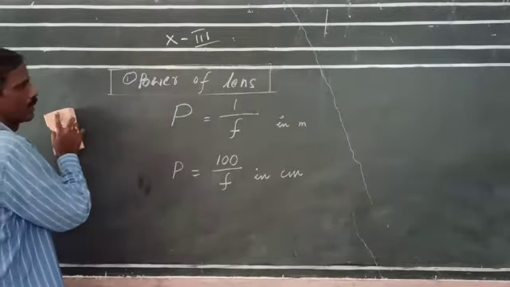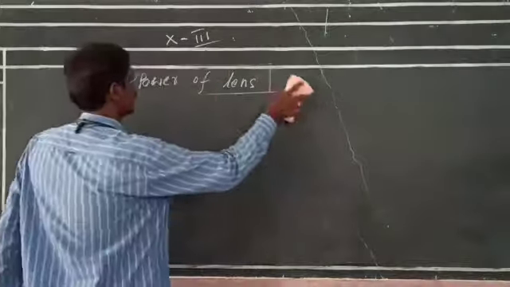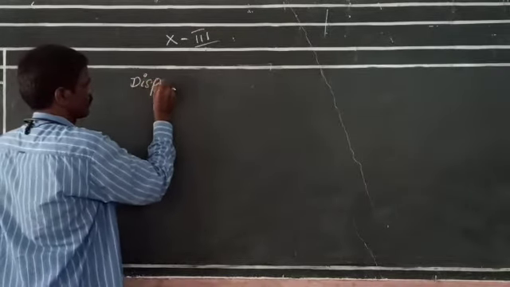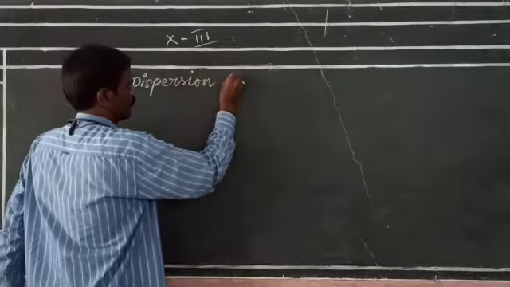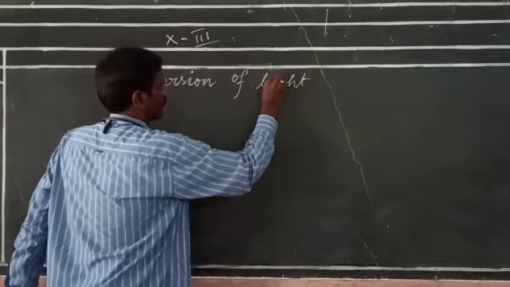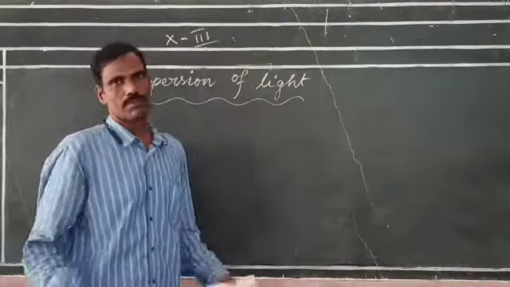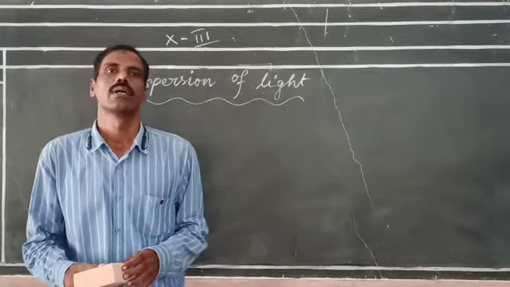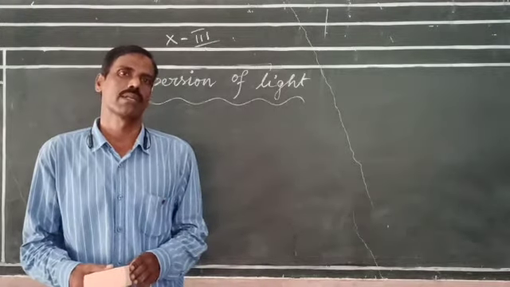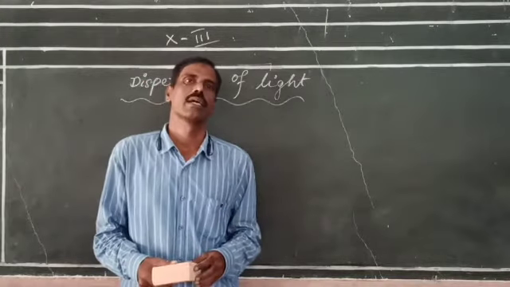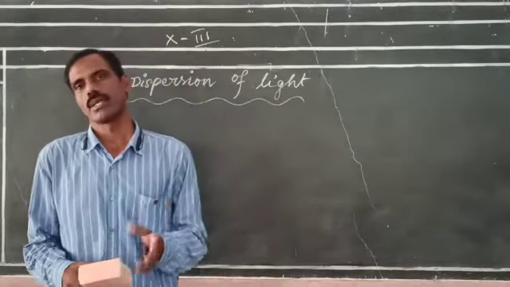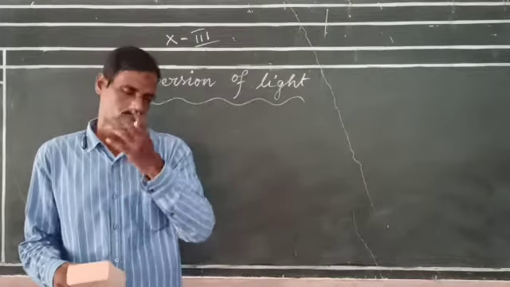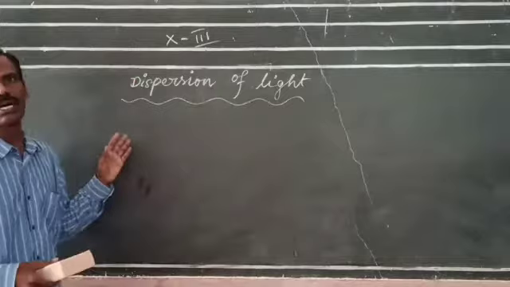Now we are going to discuss the second topic, that is dispersion of light. Generally, you might have observed a rainbow on a rainy day. Where will you observe the rainbow? Generally, if the rain occurs in the morning, then we will observe the rainbow on the west side. If the rain occurs in the evening, then the rainbow is observed on the east side.